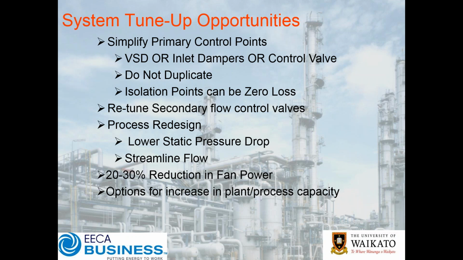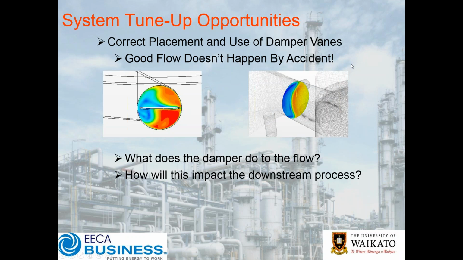So sometimes a process redesign might be required where we can lower our static pressure drop and streamline the airflow. It's not uncommon at all in many of these industrial systems to have a 20 to 30% reduction in fan power, which can often also realise opportunities to increase the plant or process capacity. Now in all of this, generally what you will find is that if you get better airflow, more uniform airflow, you're also going to improve the performance of your system in terms of quality, stability, control, and so forth.